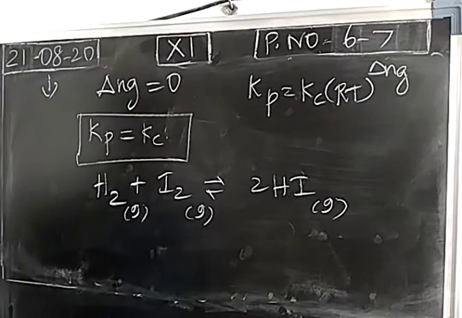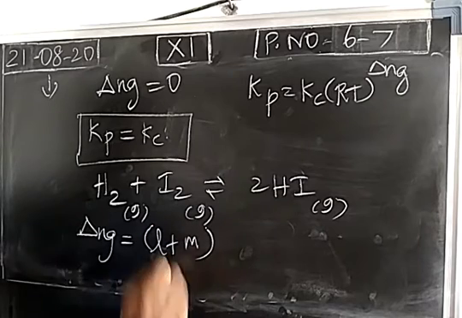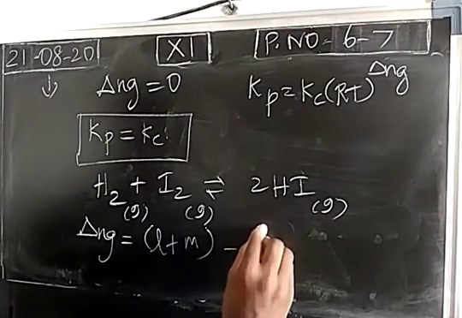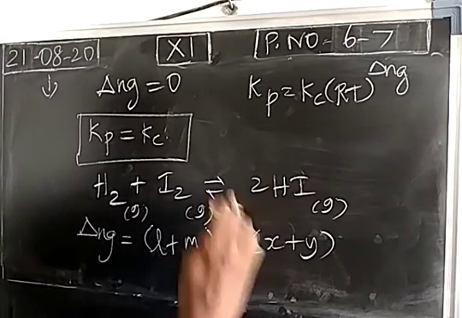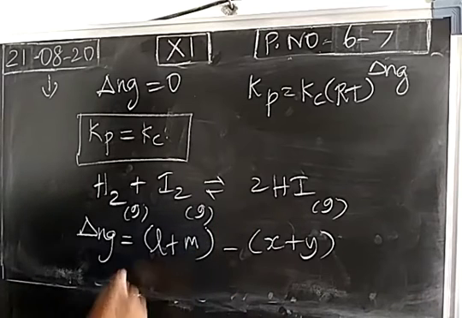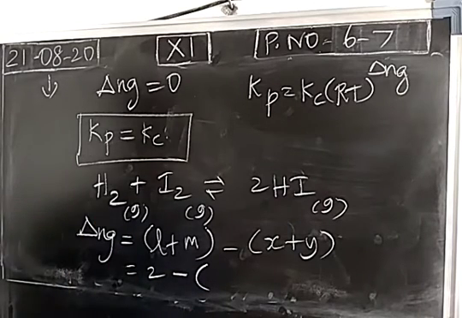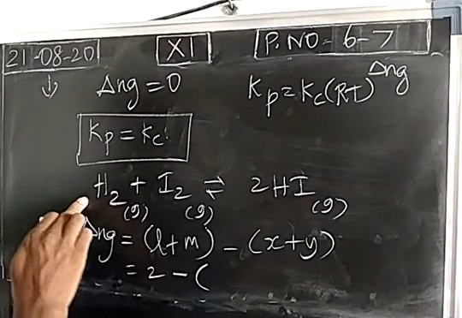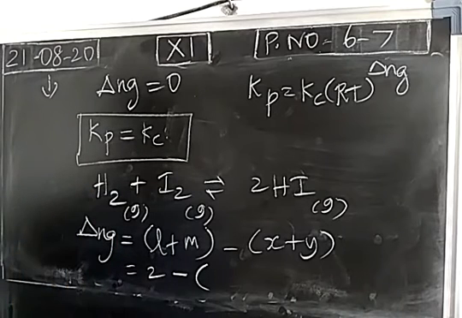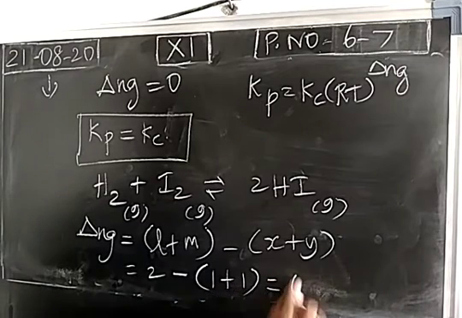So you may calculate the delta Ng value. Delta Ng is equal to the sum of the number of moles of products minus the sum of the number of moles of reactants. We have only one product, with number of moles 2. The coefficient is nothing but the number of moles. So we have 2 moles of product minus the 2 reactants, hydrogen and iodine. What are the coefficients? 1. If any number is not given, we assume that 1 is there. So 1 mole of hydrogen and 1 mole of iodine, the sum of the number of moles of reactants. So 2 minus 2, 0.